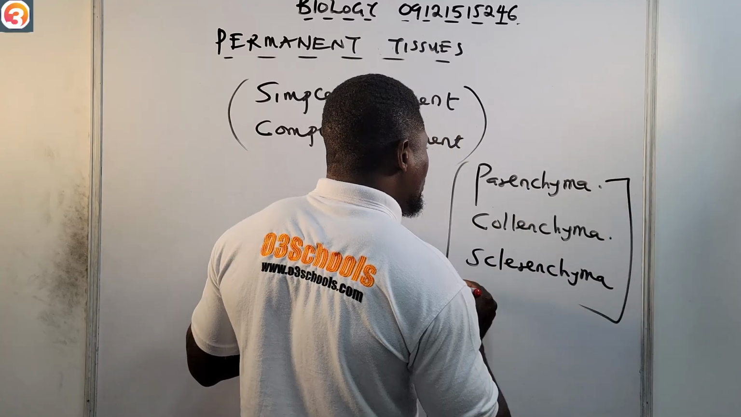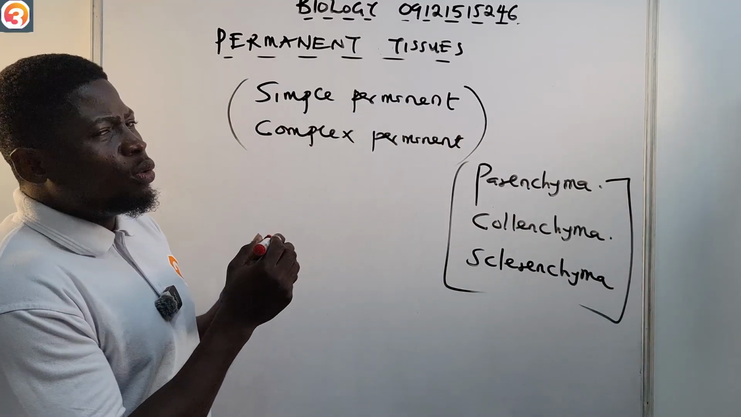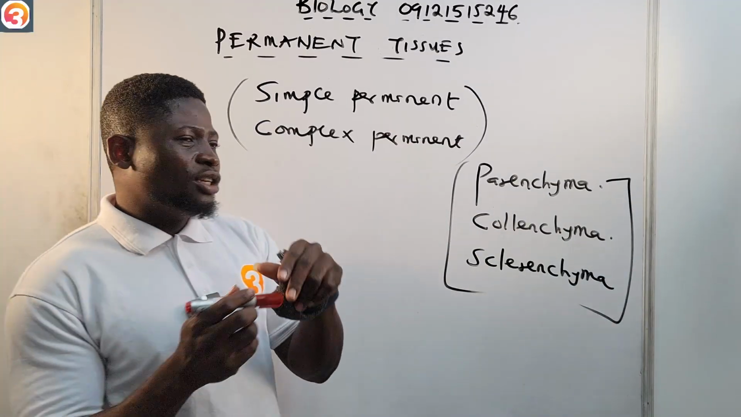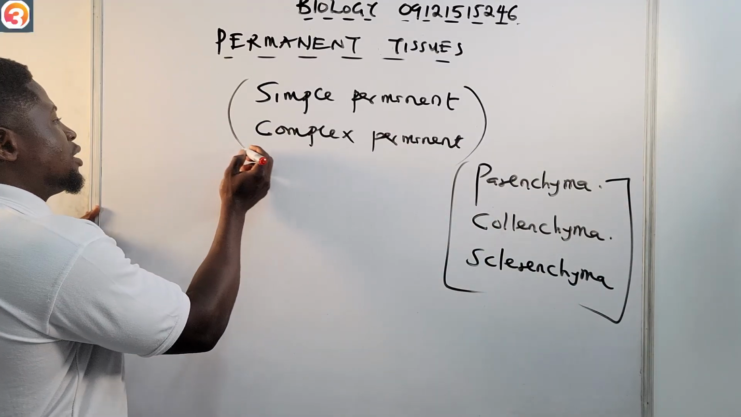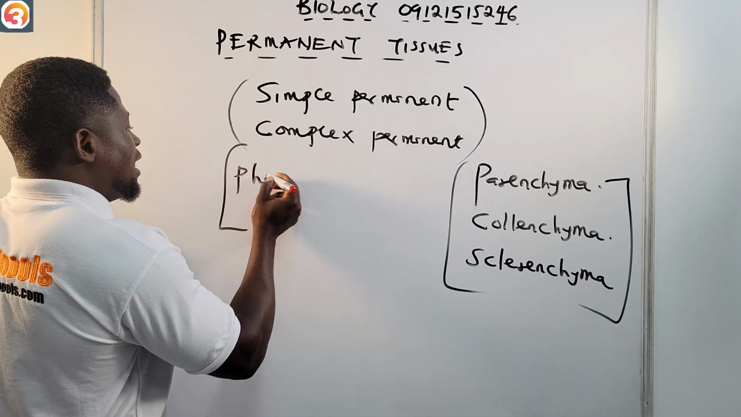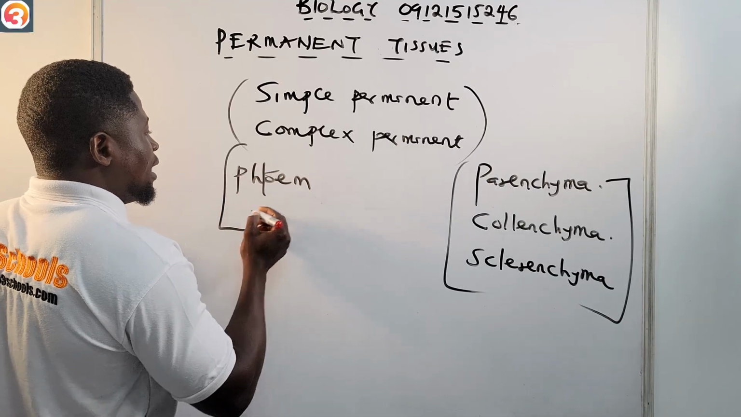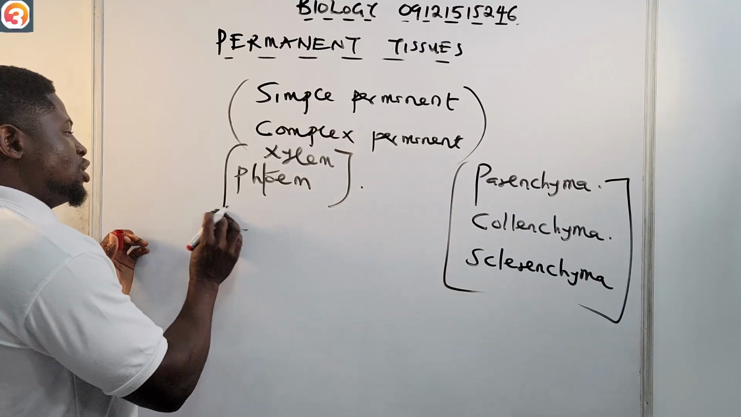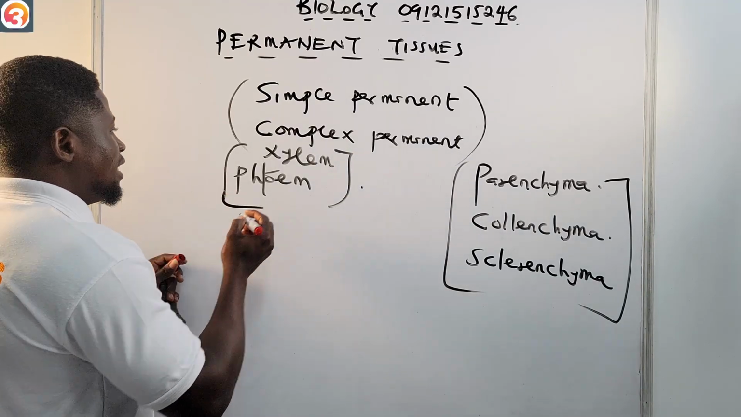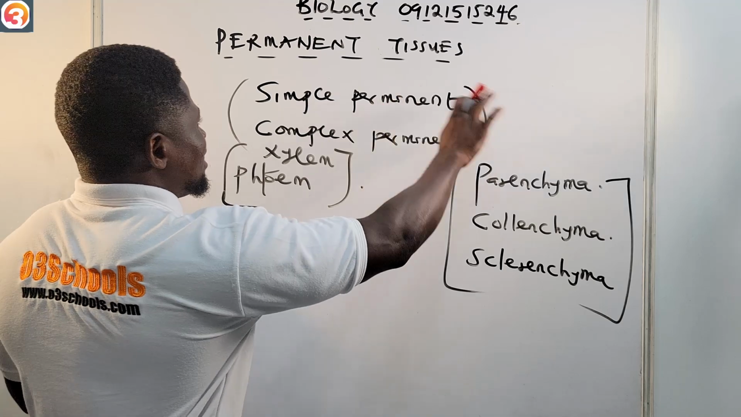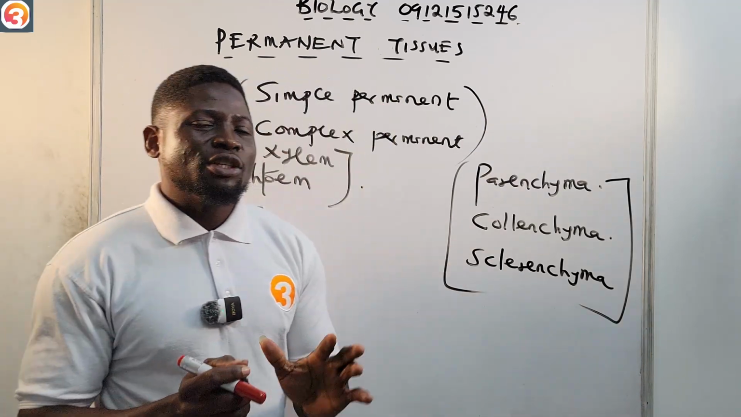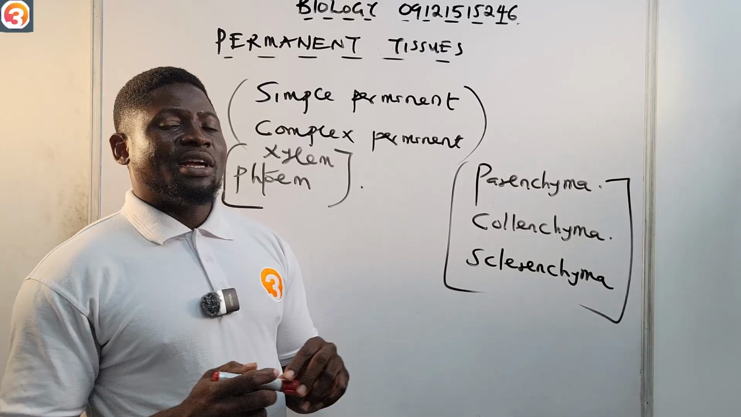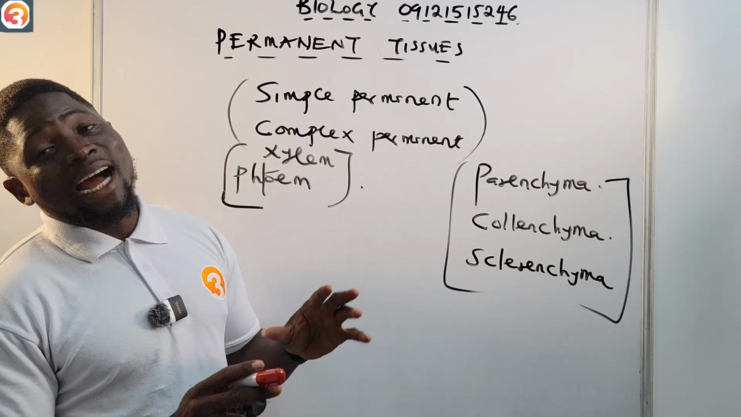So the simple permanent tissues are divided into 3, while the complex permanent tissues are divided into 2. The complex permanent tissues are divided into xylem and phloem. So the complex permanent tissues are divided into 2, xylem and phloem, while the simple permanent tissues are divided into 3, the parenchyma tissues, the collenchyma tissues, and the sclerenchyma tissues. We're going to see what all of these are very soon.